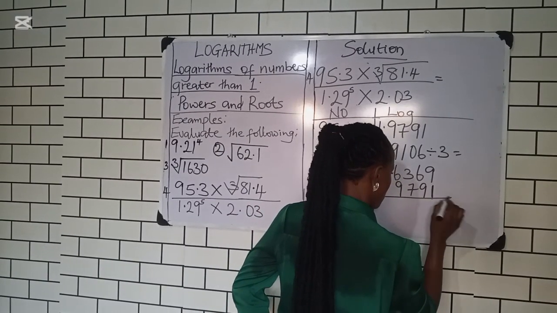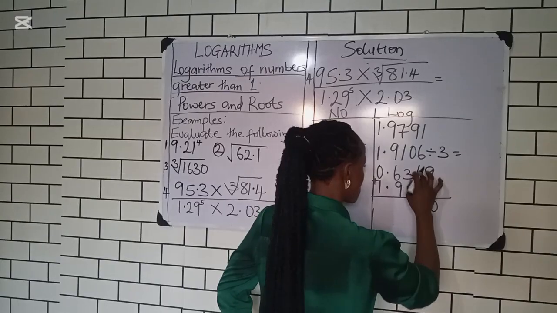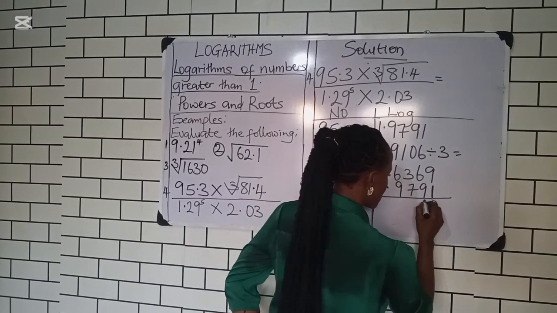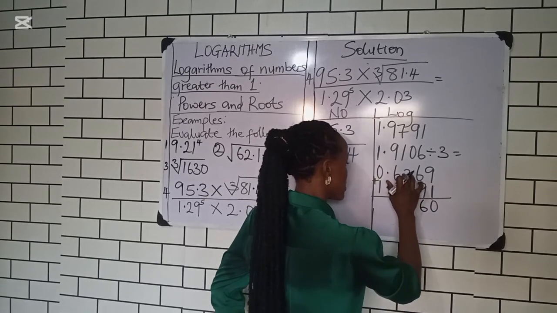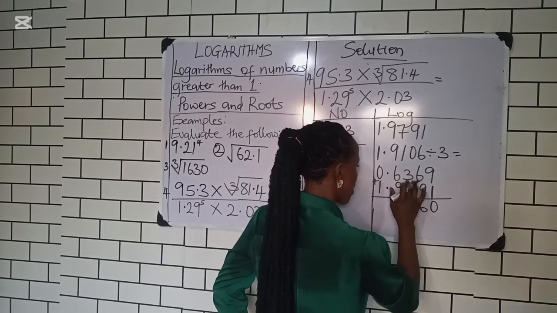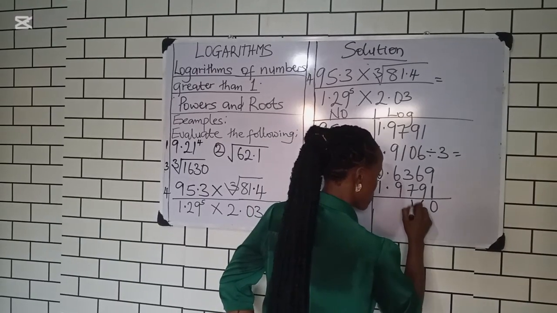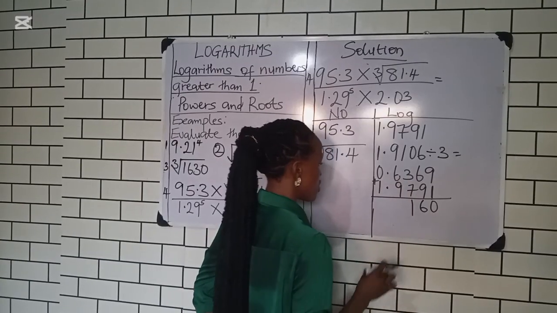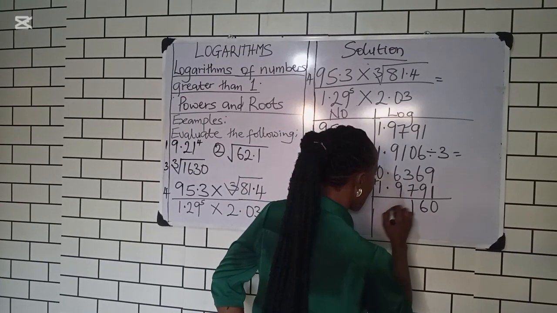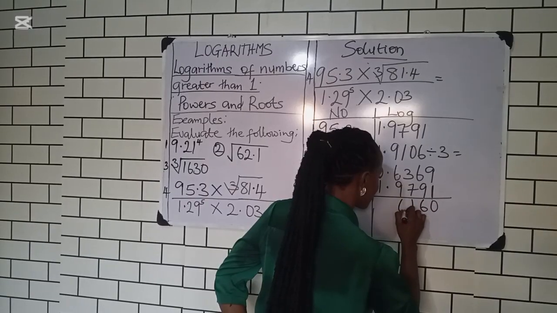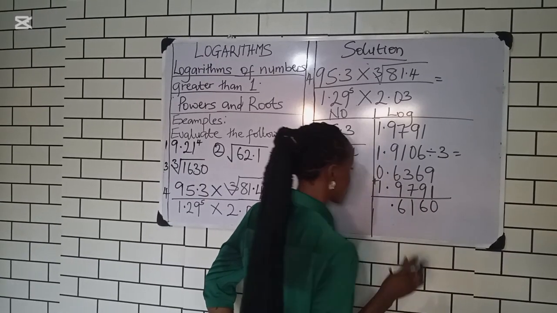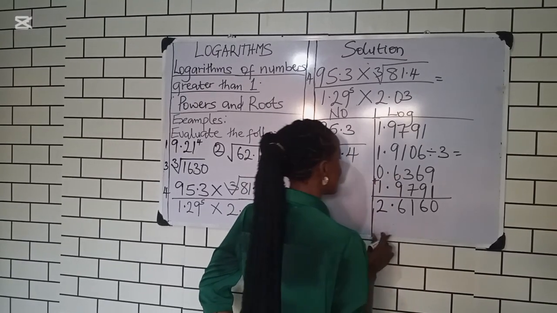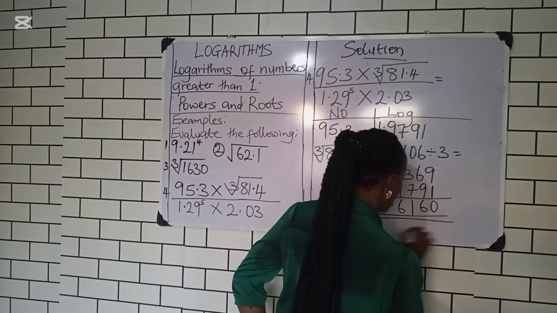This 9 plus 1 will give us 10. You write 0, carry 1. Add the 1 to this 6, we have 7. 7 plus 9 will give us 16. You write 6, carry 1. Add the 1 to this 3. 3 plus 1 will give us 4. 4 plus 7 will give us 11. You write 1, carry 1. Add the 1 to this 6. 6 plus 1 will give us 7. 7 plus 9 will give us 16. You write your 6. Put your decimal point, carry 1. Add the 1 to this 0. We have 1. 1 plus 1 here will give us 2. This is the sum of the log reading for the numerator.